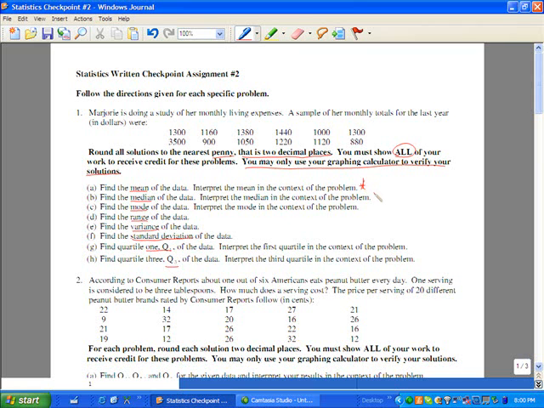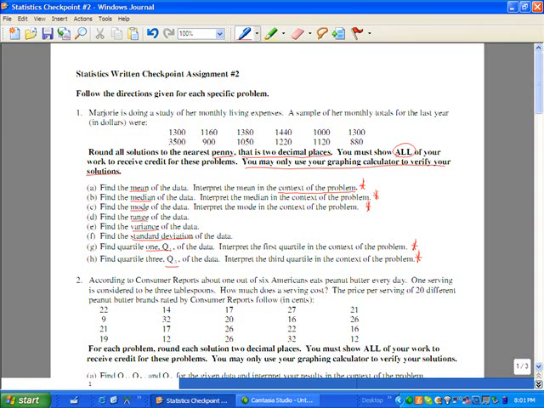Make sure that you write a sentence for the ones that are indicated that they need an interpretation. When it says interpret the mean in the context of the problem, in the context of the problem is very important. This is not the answer, but you'll say something similar to the average monthly expenditure for Marjorie was $1,200. For the median, an interpretation would be something like 50% of the time Marjorie's expenses were below blank dollars, or 50% of the time they were above blank dollars.